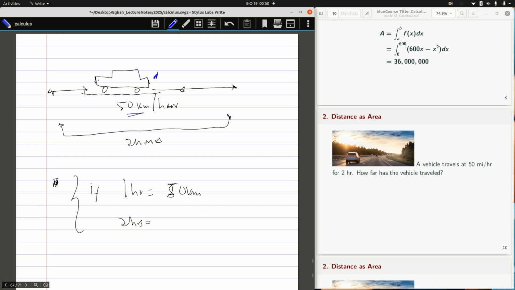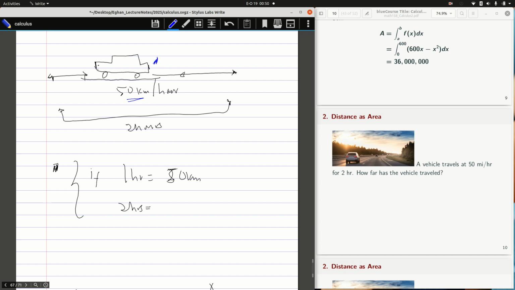In a natural sense, that is how I would have solved the problem. If 1 hour is 50 kilometers, what is 2 hours? And so we normally go by more or less dividing. So 2 hours over 1 hour times 50 kilometers, right? And this is simply going to give me 100 kilometers, and that is correct.